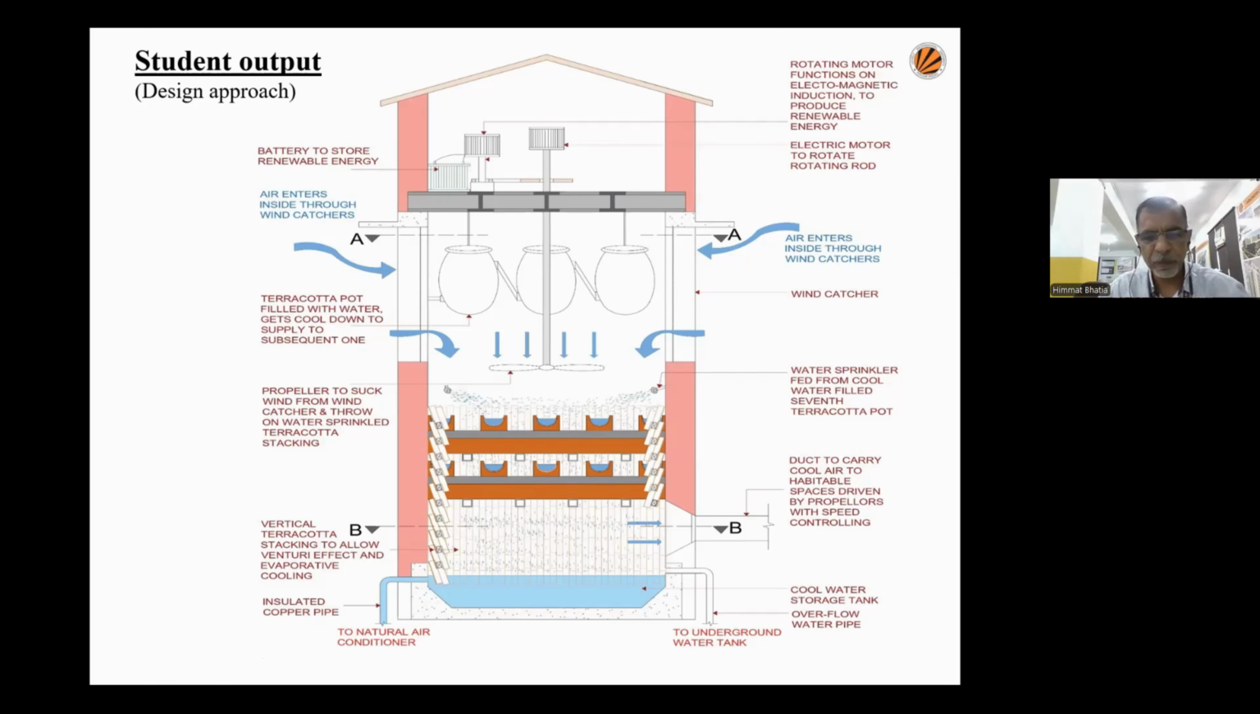So the water will be collected in the lower underground tank, and the air which is cooling down will be transferred through the ducts on the right side, the B which you are seeing. From there, it will be taken to the different habitable spaces to cool them down. Okay, and the water which is cooled down will be taken to the air conditioner as a refrigerant. So in both ways, water will be cooling down the air from the air conditioner, and the cool air will be transferred to the different spaces.